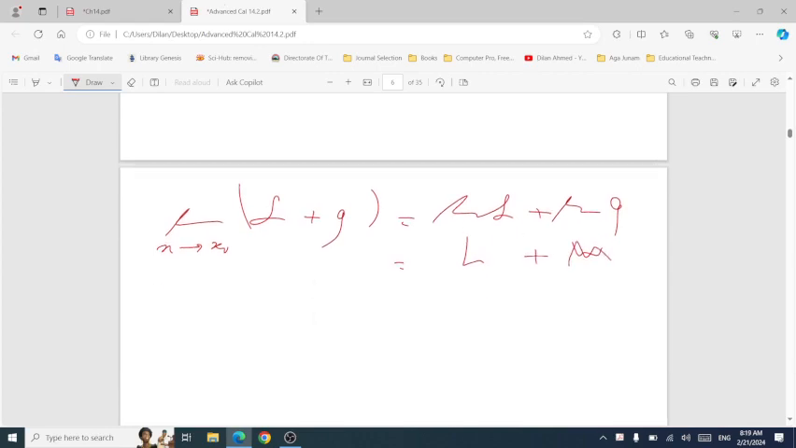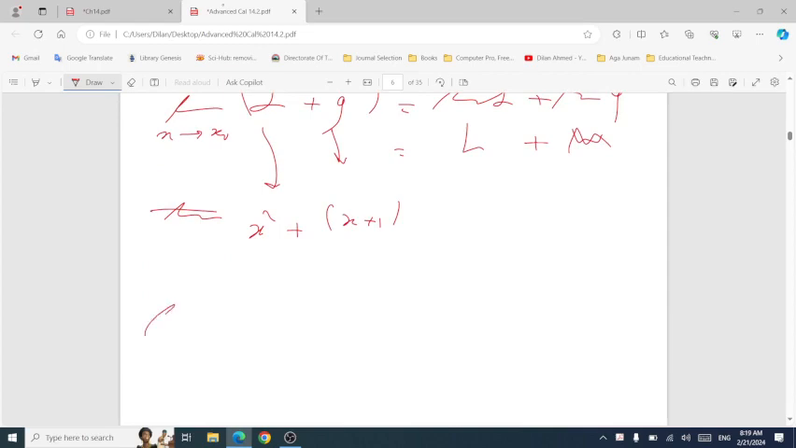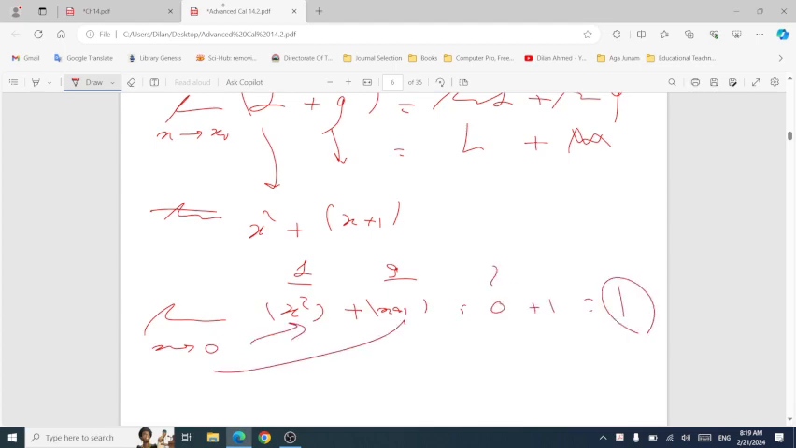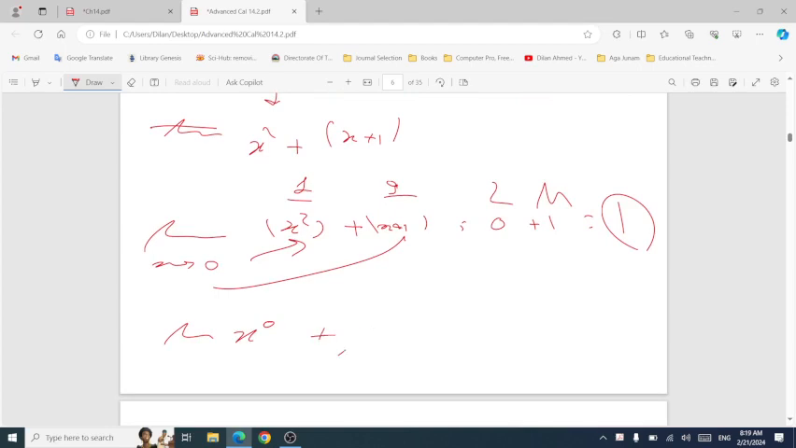For example, I have two functions: f is equal to x squared, g is equal to x plus 1. They are two different functions, right? When I try to find the limit as x approaches 0 of f plus g, I say the result here is 0, the result here is 1, so it is equal to 1. Am I right? This is L, this is M. So I can also solve them like that, and I'll get 0 plus 1 is equal to 1.